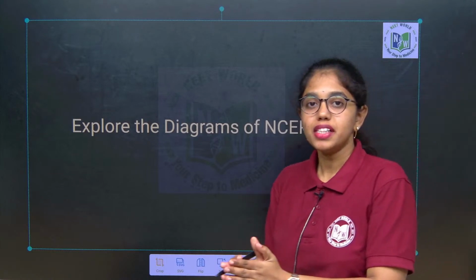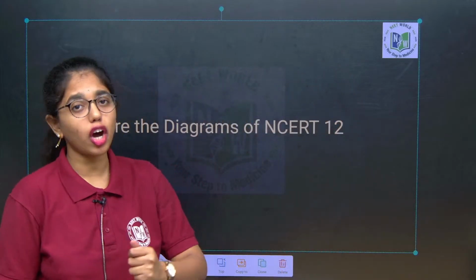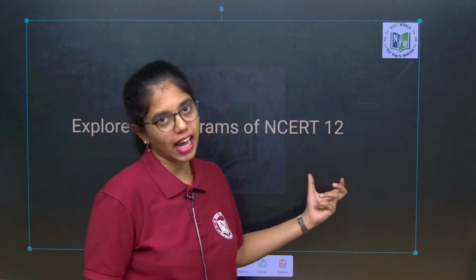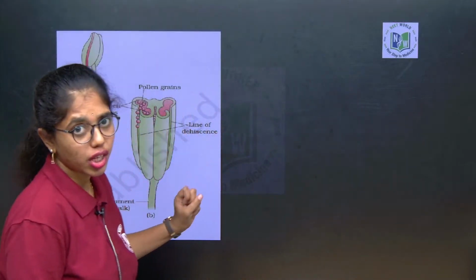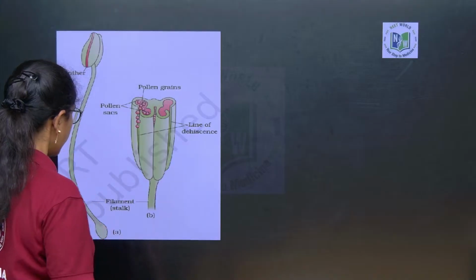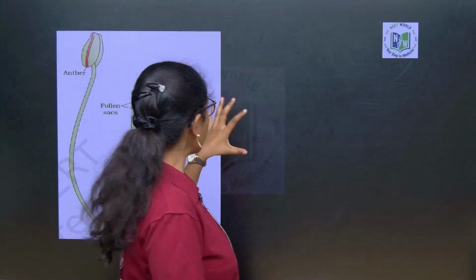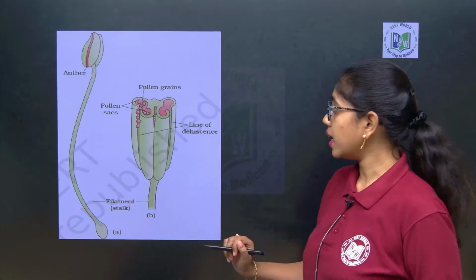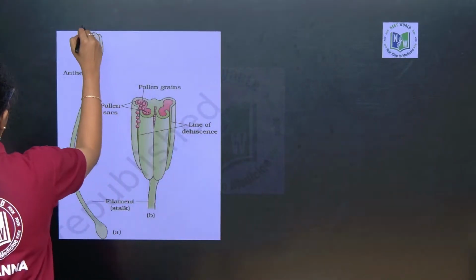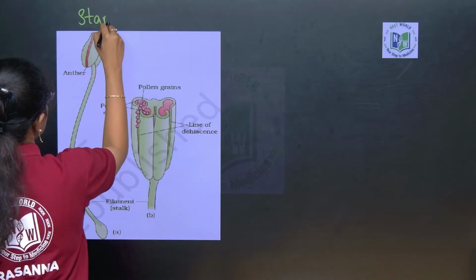Hello NEET aspirants. So yes, quickly let us recall all the diagrams of NCERT 12. If we look into the major chapter, that is sexual reproduction of flowering plants, beta, here we have to keenly focus on the very first diagram, that is the male reproductive structure, the stamens.